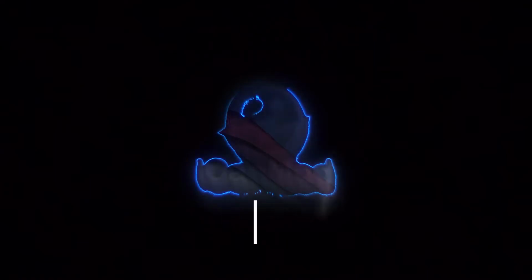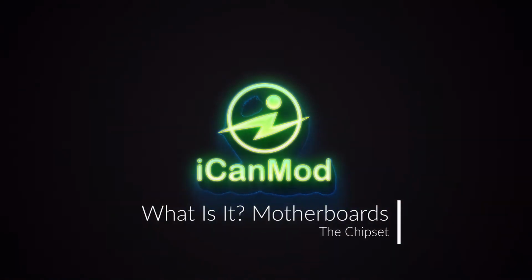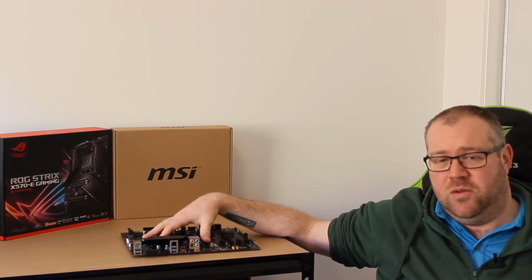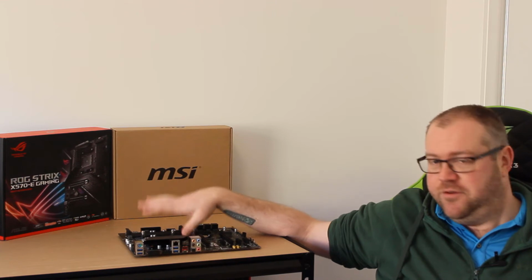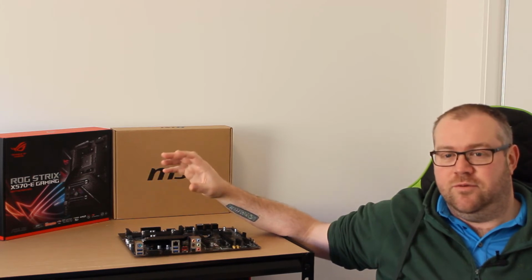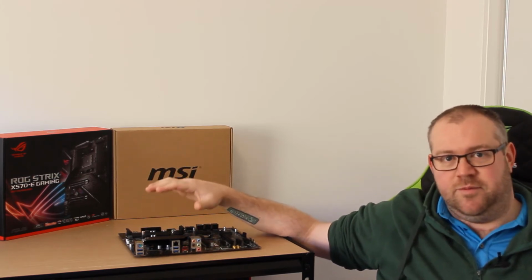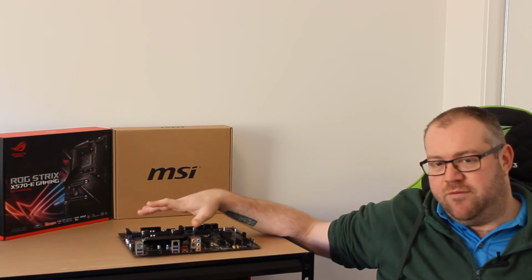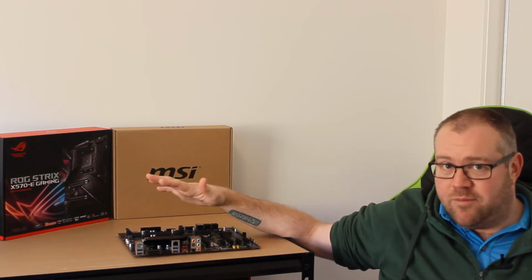Now, the next thing I want to talk about is the chipset itself. The chipset for your motherboard is essentially the part that will allow the CPU to communicate with the rest of the components on the motherboard, things like your storage, your RAM, your graphics card, etc. So it is very wise when you're choosing your motherboard and your CPU especially, that you are checking the manufacturer's website to make sure that everything is compatible.